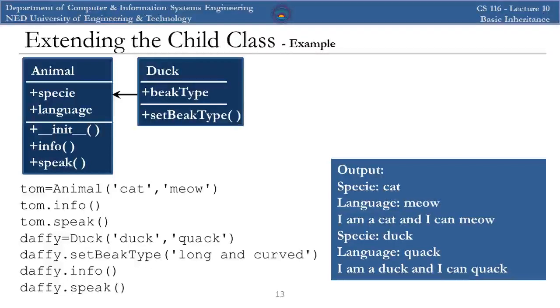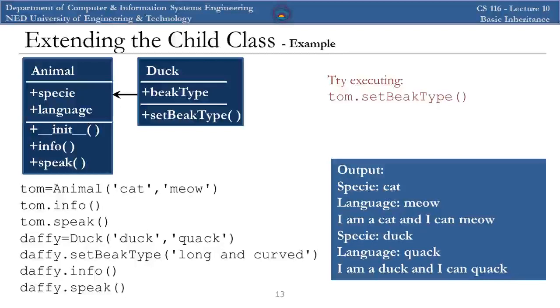Okay, now what if I try to call this set beak type for Tom? I want you to try this. Try executing this statement. What do you think this statement will do? Tom is of animal type. So here I am trying to call a method from class duck for Tom, whereas Tom is of animal type. So this should give error because when we were discussing inheritance in lecture 3, I told you there that this is a one-way pass.